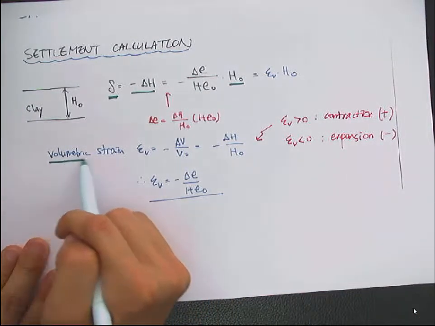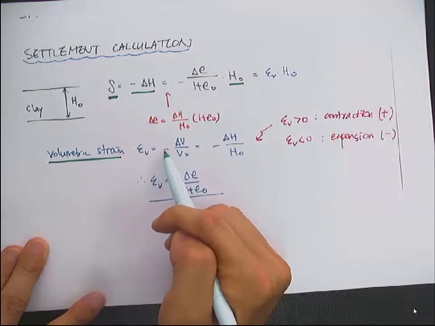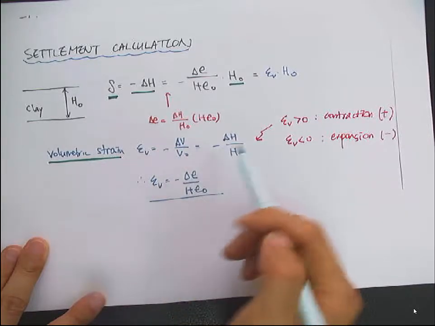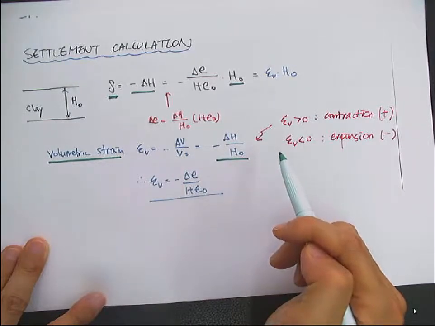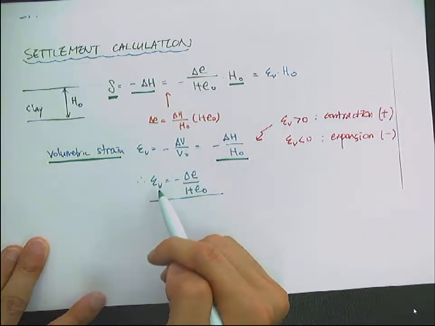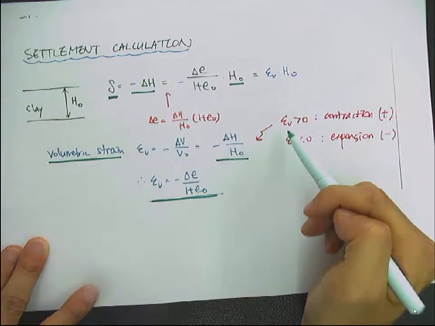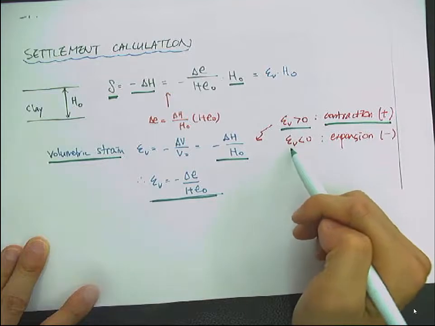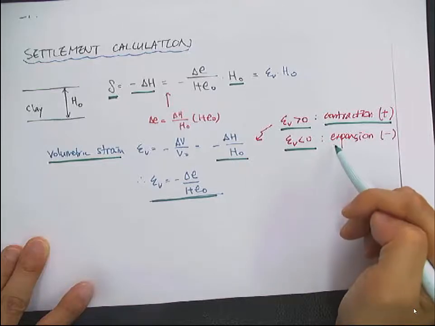And we can also define the volumetric strain, epsilon V. Epsilon V is defined as the negative change in volume over the initial volume. So negative delta H over H naught will be the volumetric strain for the one-dimensional consolidation test. So epsilon V is defined as minus delta e over 1 plus e naught. And here, if epsilon V is a positive value, it means there's contraction. And if epsilon V is a negative value, less than 0, then it means volume expansion occurred.